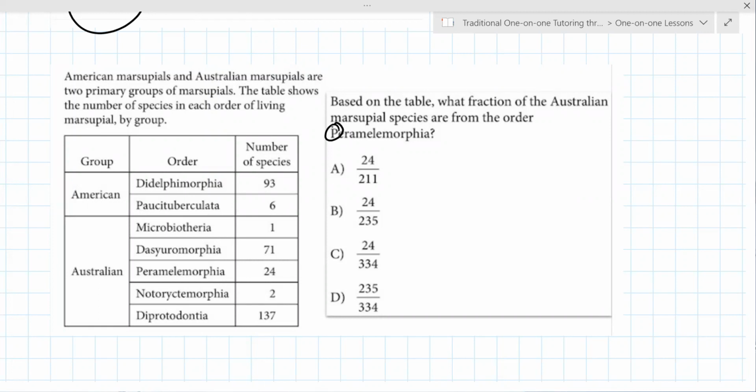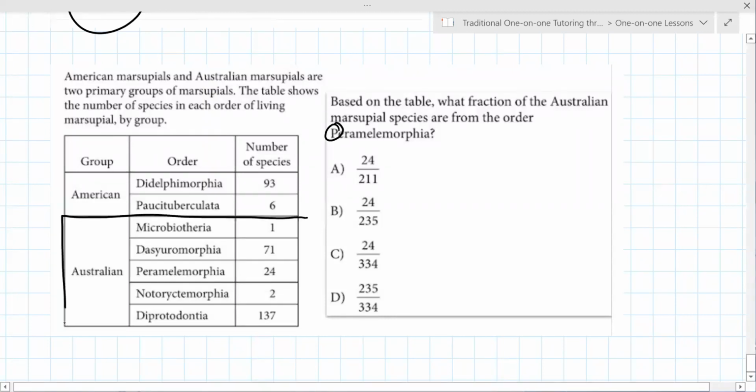You have an answer for me? So for this one, to find the denominator, do you add up the Australian species? You do, but what I would tell you to do is kind of estimate it, because the denominators are given here. It's like 137 and 70, that's about 200, and there's a little bit more, so it's probably 235.